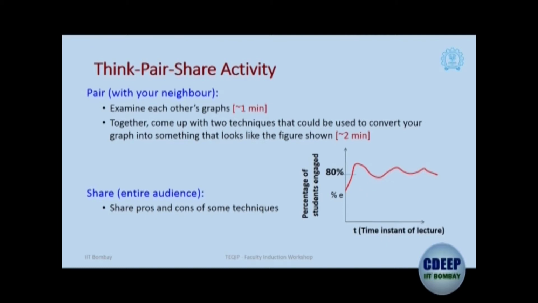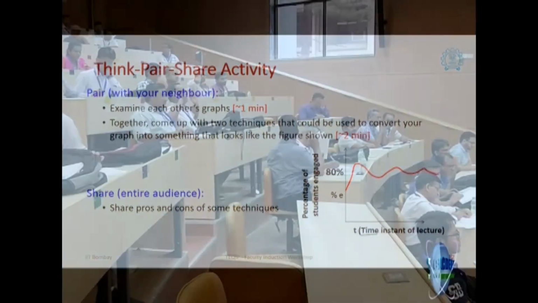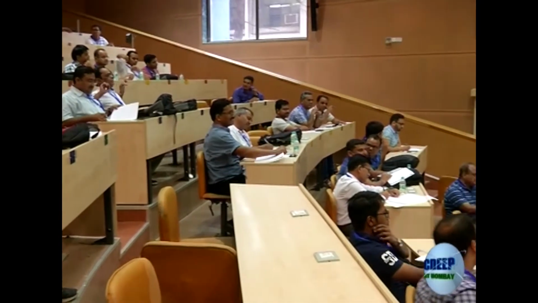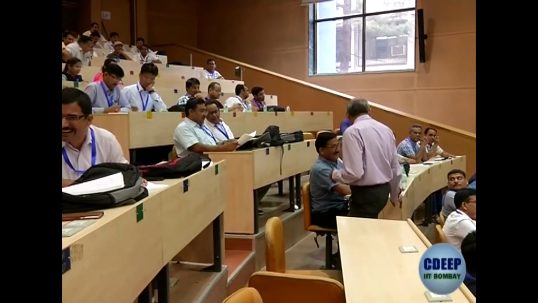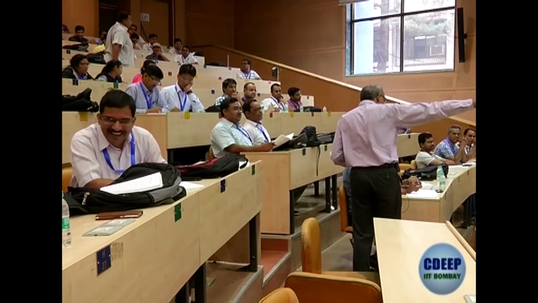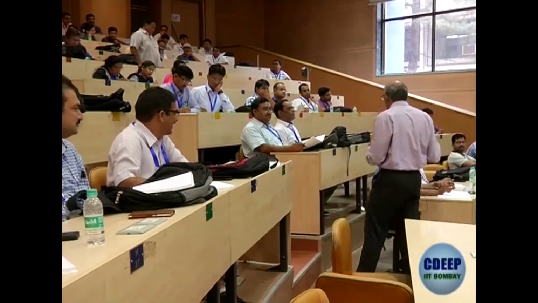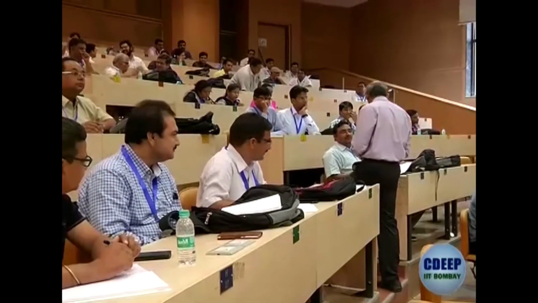So look at each other's graphs. My graph is like this, how is your graph? Okay. Yeah. So what do you do to make the graph look like that? What will you do as an instructor? You have been teaching for how many years? Yeah. So we'll take all the answers. Come up with a list and make a list.